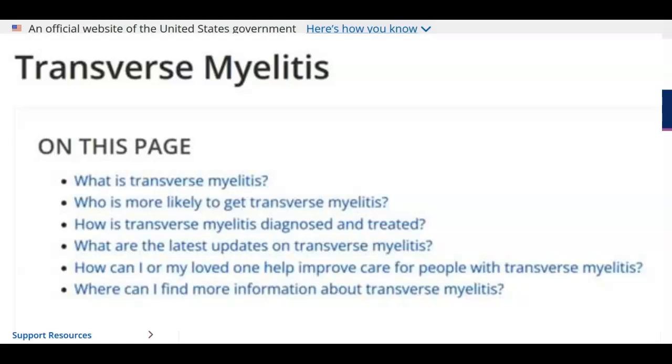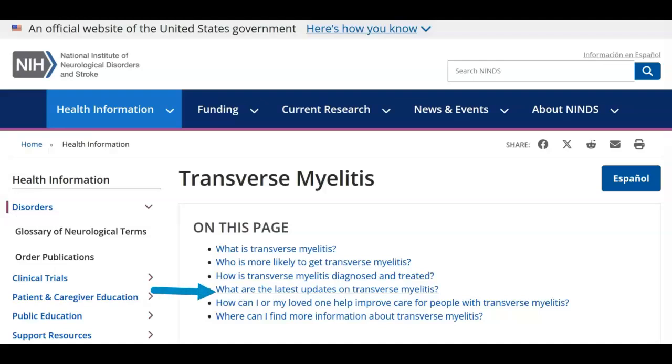And I'm not going to look at all of these because we've already covered some of this information, but I will link this article so you can look it up for yourself because there's good information here. But let's focus on this section right here. What are the latest updates on transverse myelitis?